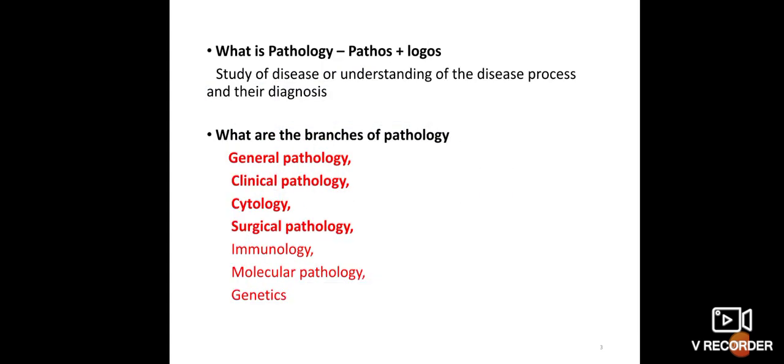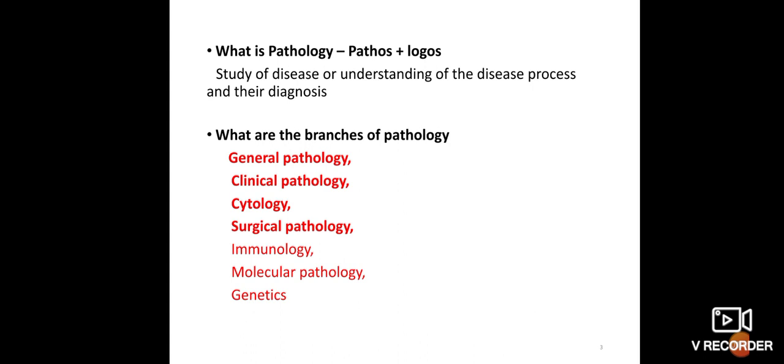So what is pathology? Pathology comes by joining two words, pathos and logos. Logos means to study and pathos stands for a disease or understanding of a disease process. So pathology means study of disease. Now what are the branches of pathology? Mainly we have 7 branches: general pathology, clinical pathology, cytopathology, surgical pathology, immunology, molecular pathology, and genetics.